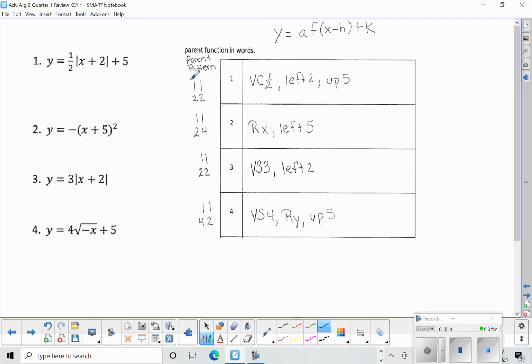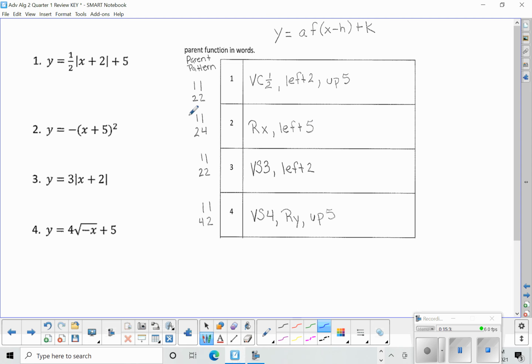So your parent function is 1, 1, 2, 2. Multiplying on the outside, vertical compression by a half. X plus 2, it lies to me, so it's left 2. Adding on the outside, up 5. Number 2, the negative on the outside is a reflection over the x-axis. Plus 5 on the inside, left 5.